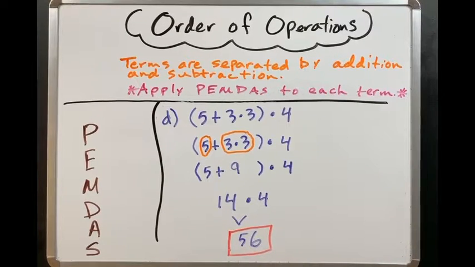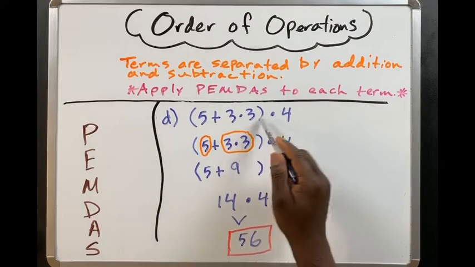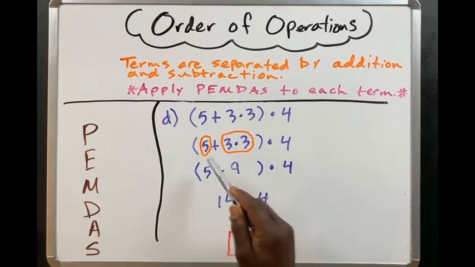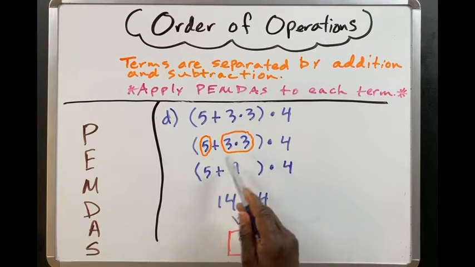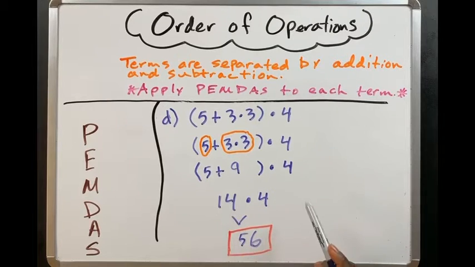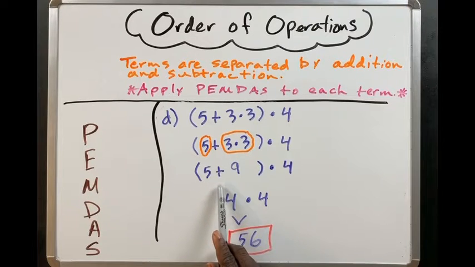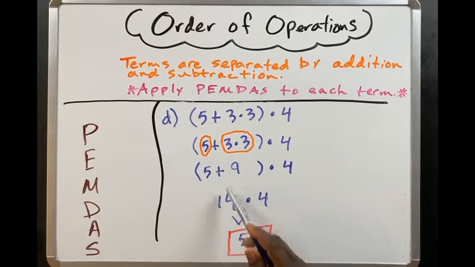Quick review of this problem. There were terms, but the terms were inside of the parentheses. So this whole expression is one term, but when you look within the parentheses, you have two terms. So we applied PEMDAS to what's in parentheses. So we copied the problem again, circled the two terms so that we can apply PEMDAS to each term, right? And then we brought down 5 plus, and then we did 3 times 3, which is 9. Keep it in parentheses, times 4. And then you simplify it, and you get 56.